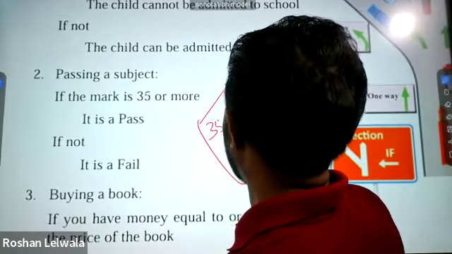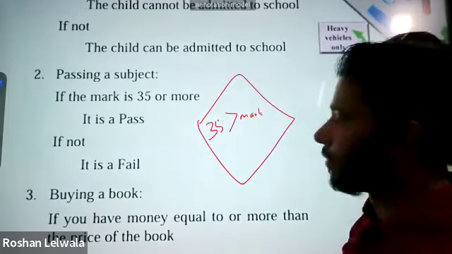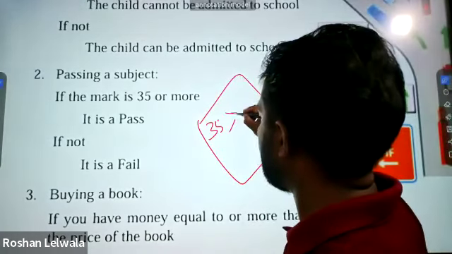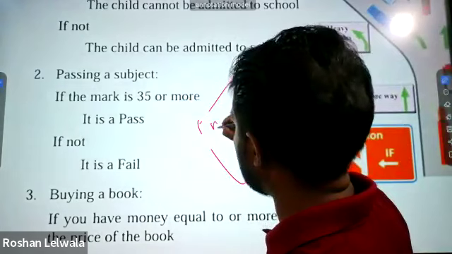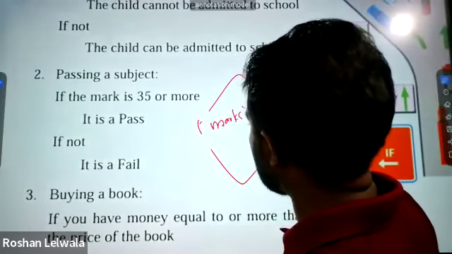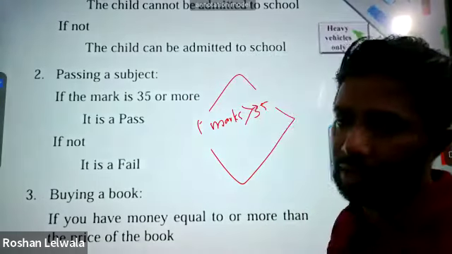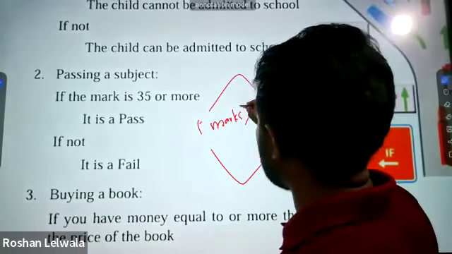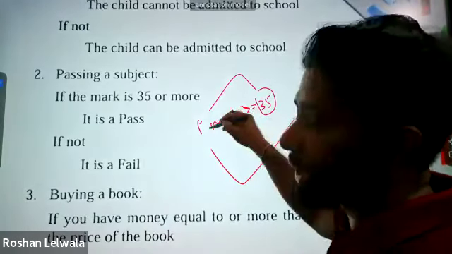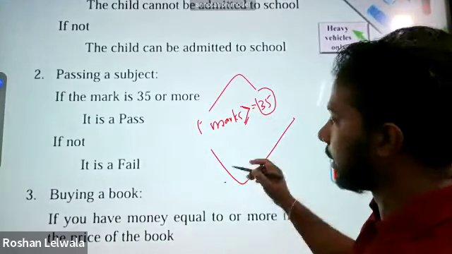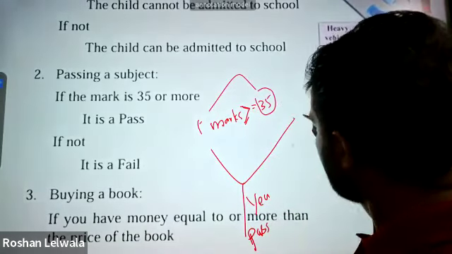$35, more than or equal. Marks are more than or equal. Here it should be equal. Equal 35. Sorry, marks. What's this? Marks more than 30. More than or equal. Equal has to come here. Okay, equal should be here. 35 is the value. So the marks should be more than 35 or equal. Then yes, pass. Or else fail.